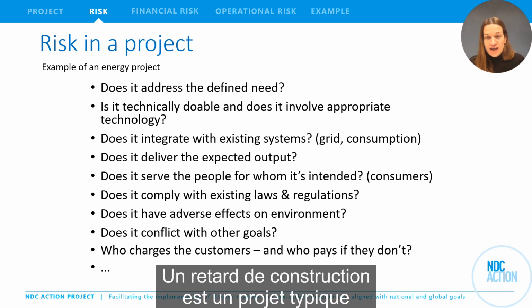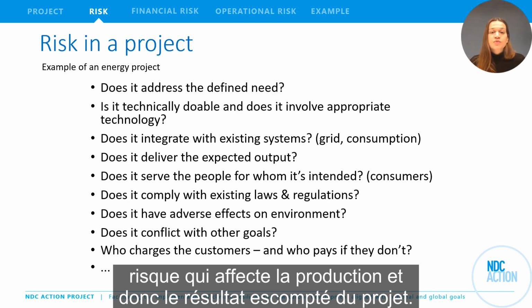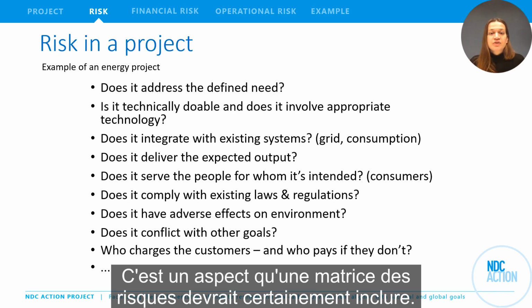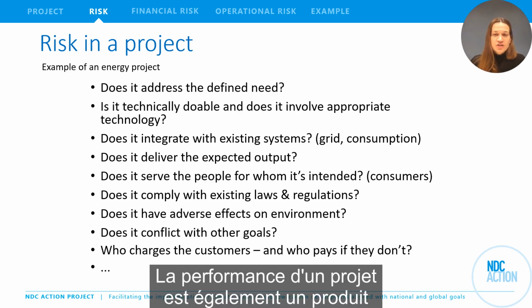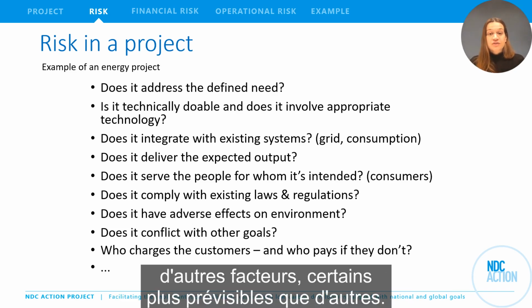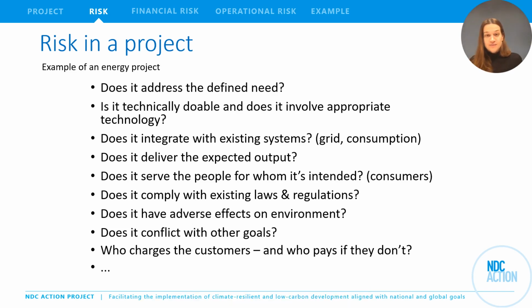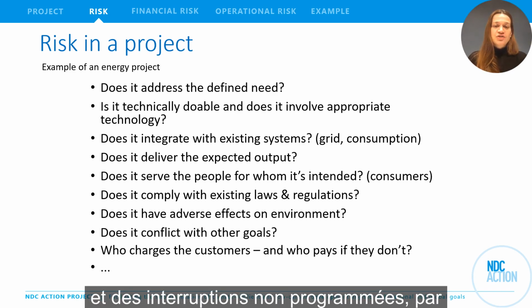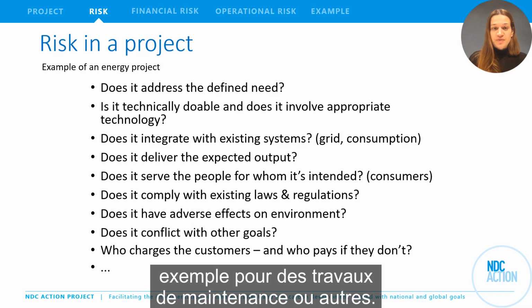A construction delay is a typical project risk that affects the output and thus the intended outcome of the project. This is something that a risk matrix will certainly include. Project performance is also a product of other factors, some more foreseeable than others: wind speed, the timing of scheduled and unscheduled interruptions, for example, for maintenance and such.